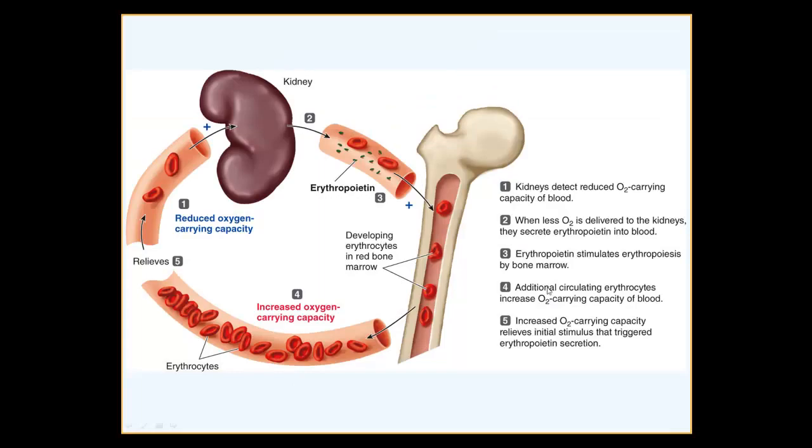So here's a picture of the erythropoiesis principle. When you have a lower oxygen amount being carried by the blood, that will stimulate the kidney to give erythropoietin. Erythropoietin will go to the red bone marrow to stimulate the production of the red blood cells.